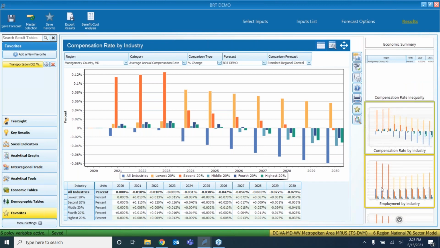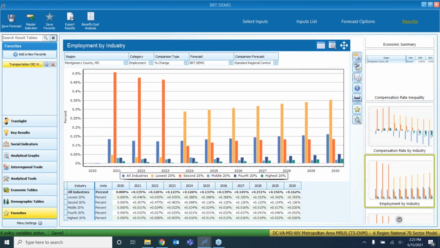Looking at employment by industry, this also captures some of those differences across income quintiles. So again, we see our second lowest 20% benefiting over these first 3 years by the greatest amount. And then we see the lowest 20% beginning to benefit over the final 6 years of our time horizon. And we see benefits across the board, just at a smaller magnitude.